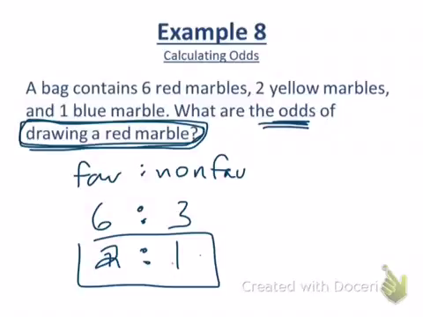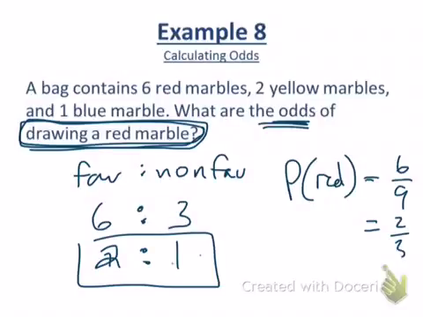2 to 1. What's the probability of drawing a red? 6 out of 9, 2/3. Are those two numbers different? Drastically different. So odds, and you'll hear this all the time in the sports world.